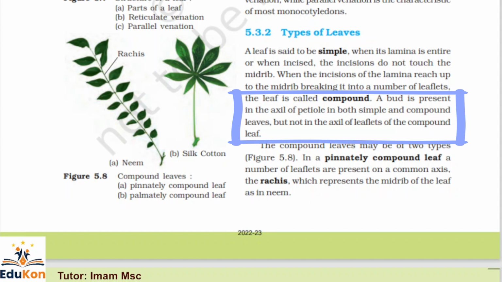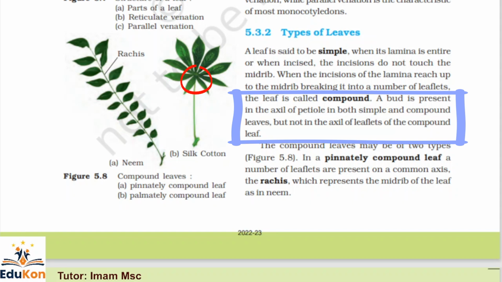The compound leaves may be of two types. In a pinnately compound leaf, a number of leaflets are present on a common axis. We can see that in picture here we have a common midrib, a common axis where the leaflets are arranged parallelly. The common axis, which is called rachis, represents the midrib of the leaf as in neem. So here the common axis on which the leaflets are attached is called rachis, which also represents midrib of a leaf as in neem.